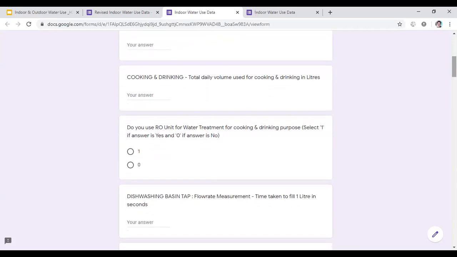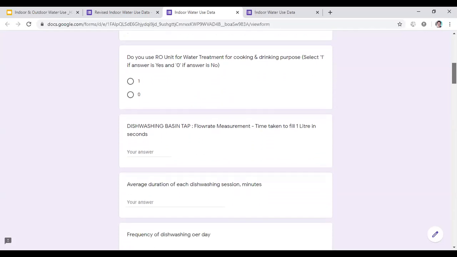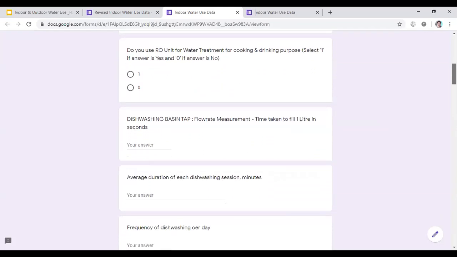Then we ask, do you use an RO unit for water treatment for cooking and drinking purposes? What we're asking you to do is select 1 if the answer is yes, and select 0 if the answer is no. Okay, and then it comes to the dishwashing basin tab.